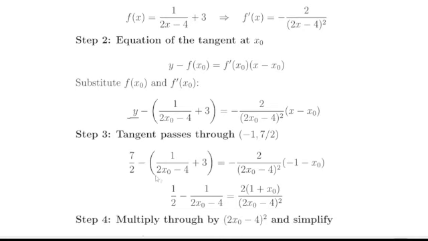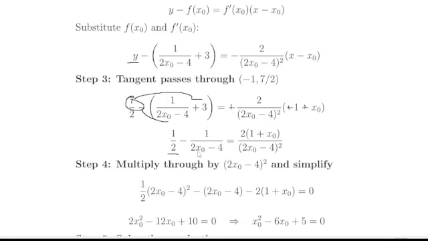Now, at this point, we do 7/2 minus the 3, which is going to give us 1/2. And then we distribute the negative to the 1 over 2x0 minus 4. And on this side, these negatives are just going to turn into a positive. And then just distribute the 2 with the 1 and the x0. We actually leave it factored. So that gives us this equation.